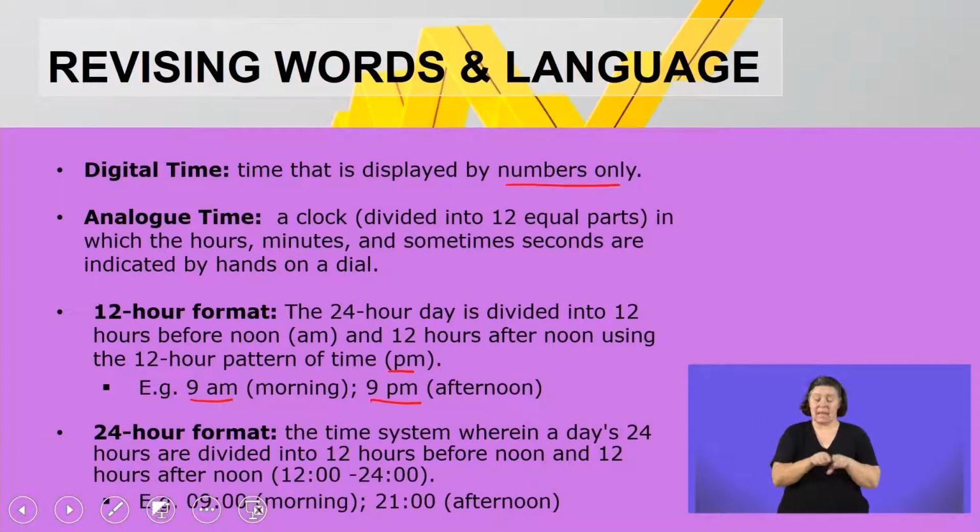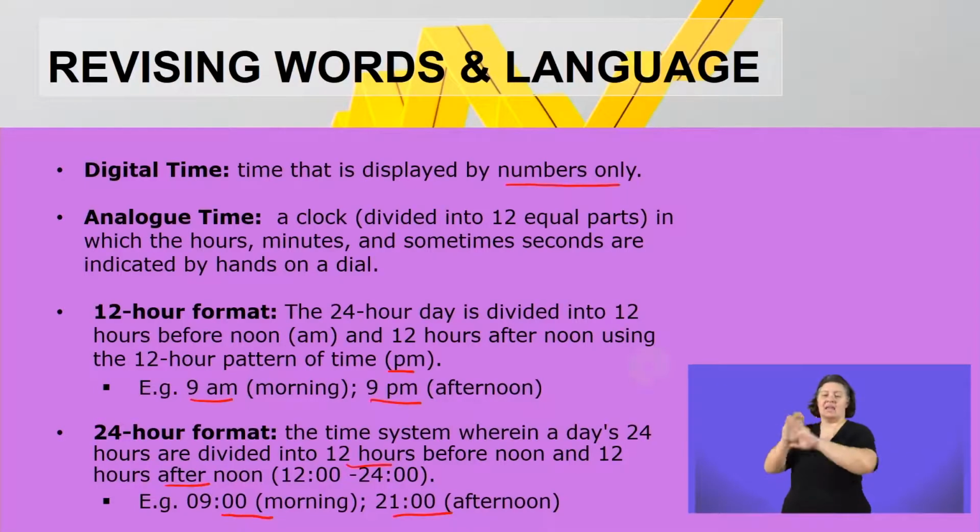Then we also have the 24-hour format. That's the time system where a 24-hour day is divided into 12 hours before noon and 12 hours after noon, 1200 to 2400, right? So again, we have 9 in the morning, and then we have also 9 in the evening, this time without the AM and the PM.